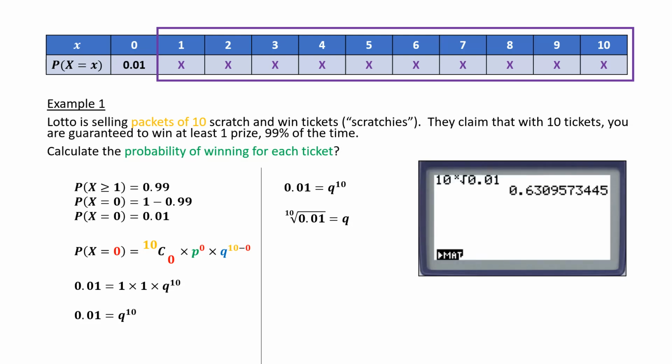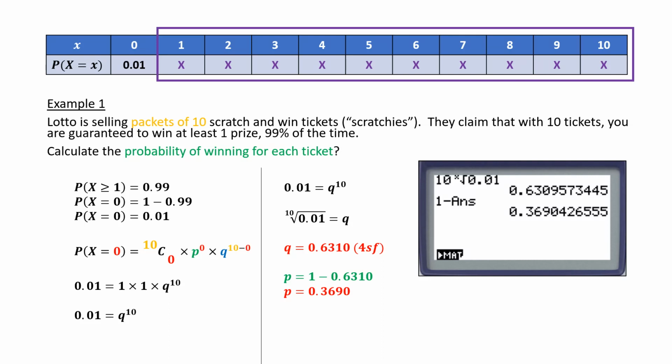Now the 10th root, on our calculator, what you need to do is type in 10 and then look around for your xth root. It looks like a square root, but it's got an x out the front. And then type in 0.01. Now that should give you a value of 0.6310, and I've rounded that to 4 significant figures. So that's q, that's the probability of failure, the probability of not winning on each ticket. So all I need to do now is subtract that away from 1, because I know p and q add up to 1. If I subtract that off 1, I get p is 0.3690.